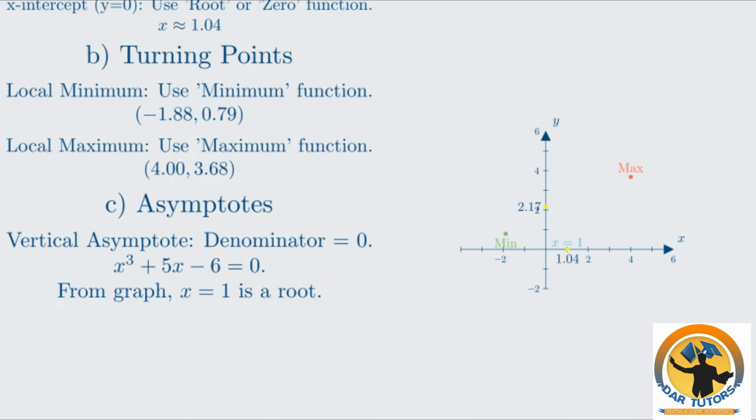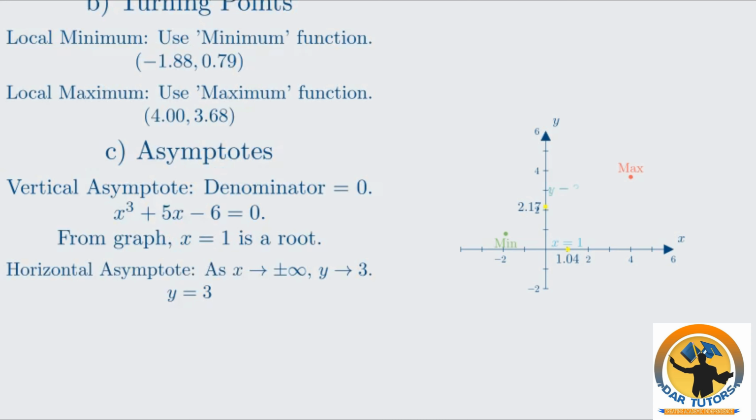For the horizontal asymptote, we look at the behavior of the function as x approaches positive or negative infinity. As x gets very large, the x cubed term in the denominator dominates. The fraction approaches 0, so y approaches 3. This gives us a horizontal asymptote at y equals 3.